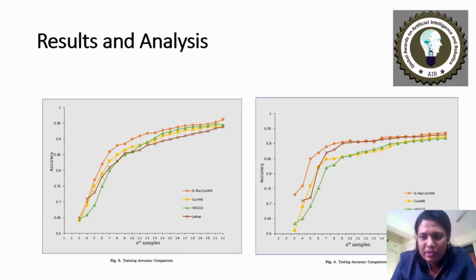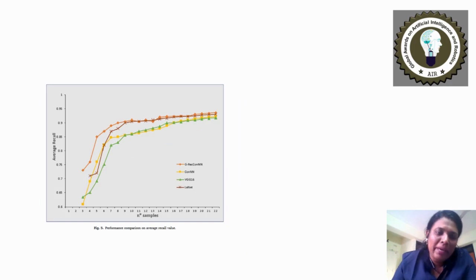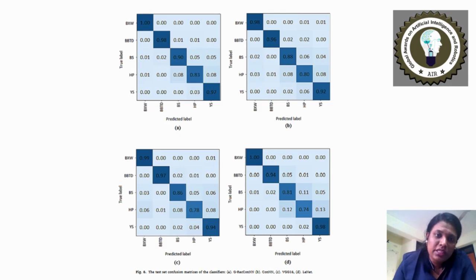And next we are comparing our results in terms of recall value. Here also we can see our recurrent convolutional neural network achieves a high recall value. It shows the correct classification of the disease in terms of recall. These are the confusion matrices for comparing the classification performance in terms of predicted label and true label of various models. The first one is our proposed model, the second one is the convolutional neural network, the third one is VGG16, and the last one is LeNet.